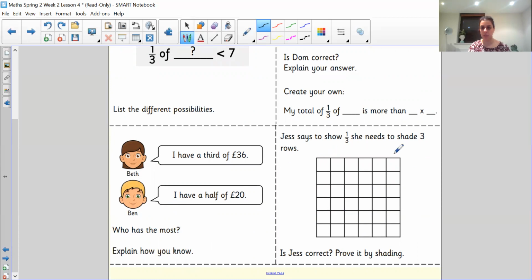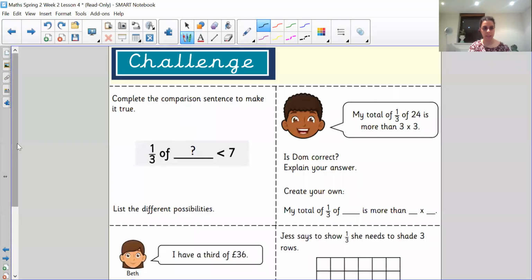So if you're able to draw this, you can do that perfectly. If you can print it, even better. Try and draw it carefully. You're going to shade your rows to prove your answer. Hopefully that makes sense. I'd like you to choose ones that you're going to find a little bit trickier, please. And remember to use anything you can do around the house to help you with this.